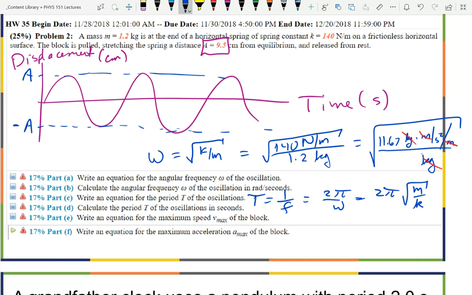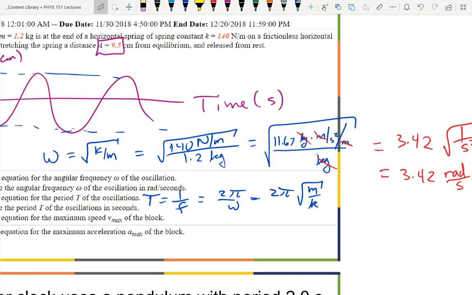And then you calculate the period. Well, since we've already calculated omega, we would just have 2 pi divided by 3.42 radians per second. I'm not even going to waste my time.